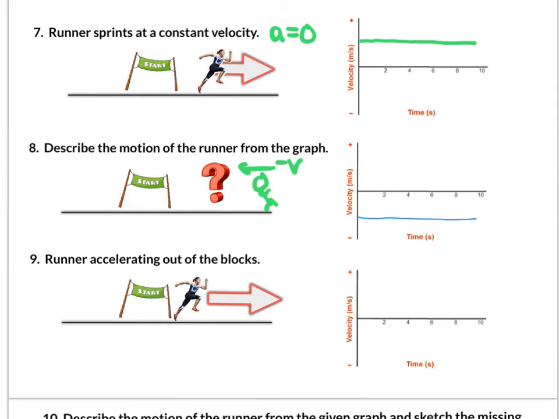Number 9, runner accelerating out of the blocks. So here she's accelerating and increasing her velocity at a constant rate. So we want to show a positive acceleration here. So we need a plot line of positive slope. So something like this. Okay, so there our slope is constant and positive, showing our acceleration is constant and positive as well.